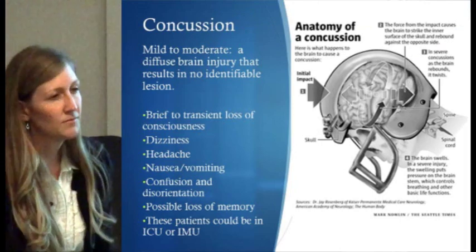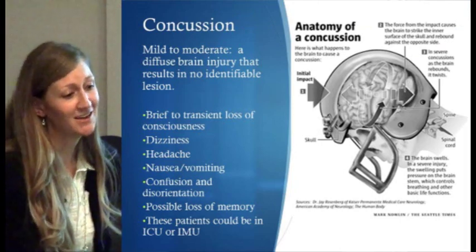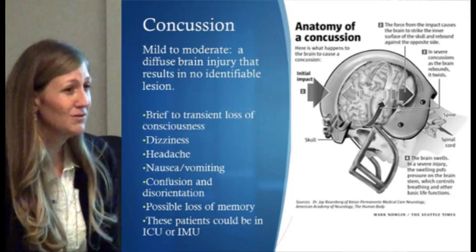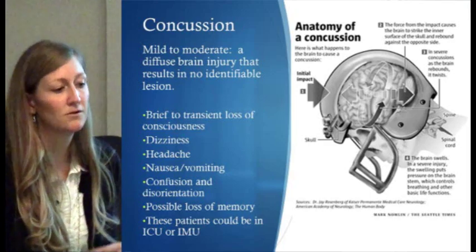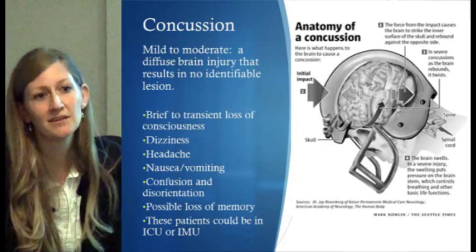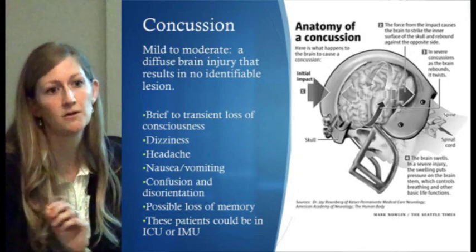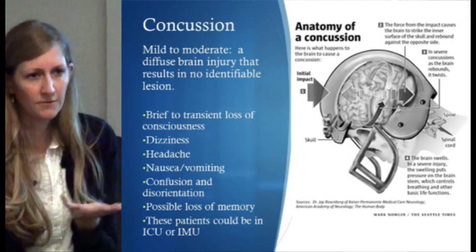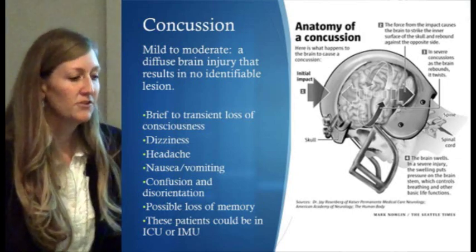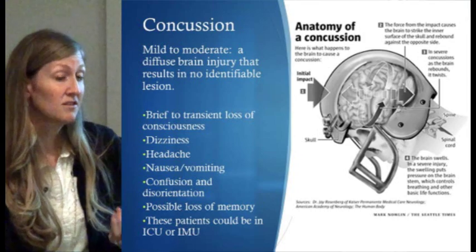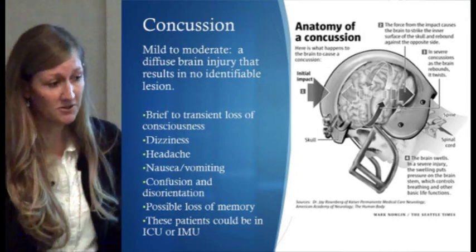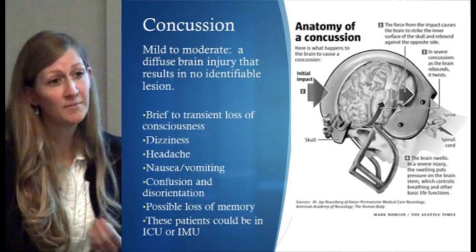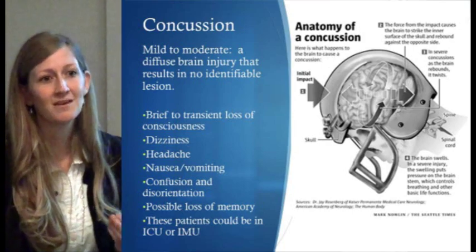So the most mild injury would be a concussion, and that's a mild to moderate injury. And that's just a diffuse brain injury that really results in no identifiable lesion. So when they do a CT, they don't see anything. They don't see a bruise, no bleeding, nothing. And I don't know if you've seen anyone ever suffer a concussion, but they'll just have a brief transient loss of consciousness, or they may not have a loss of consciousness. They may feel dizzy, have a headache, nausea or vomiting. They're usually amnestic to the event, or they have some confusion immediately following the event.